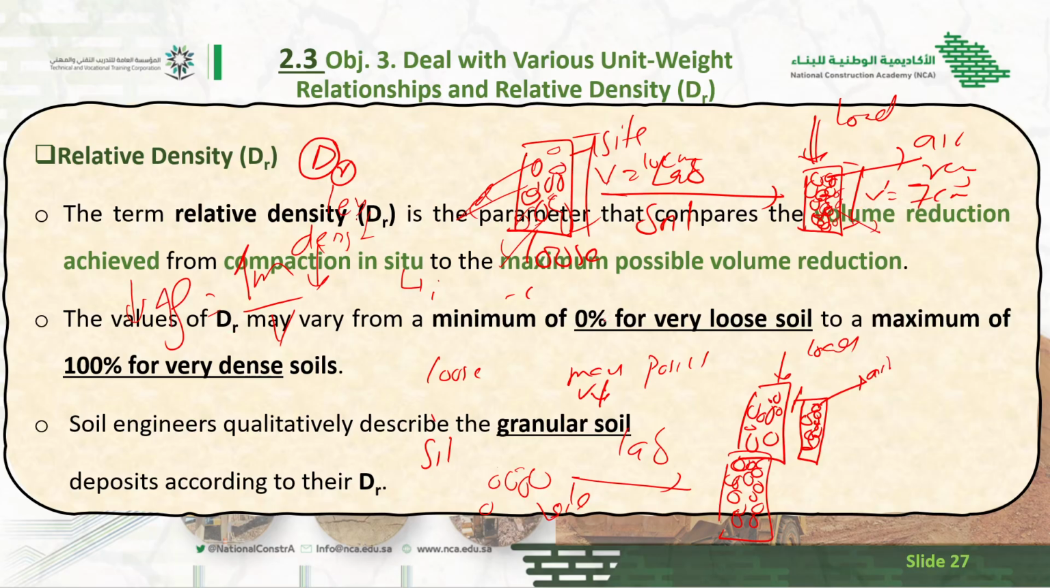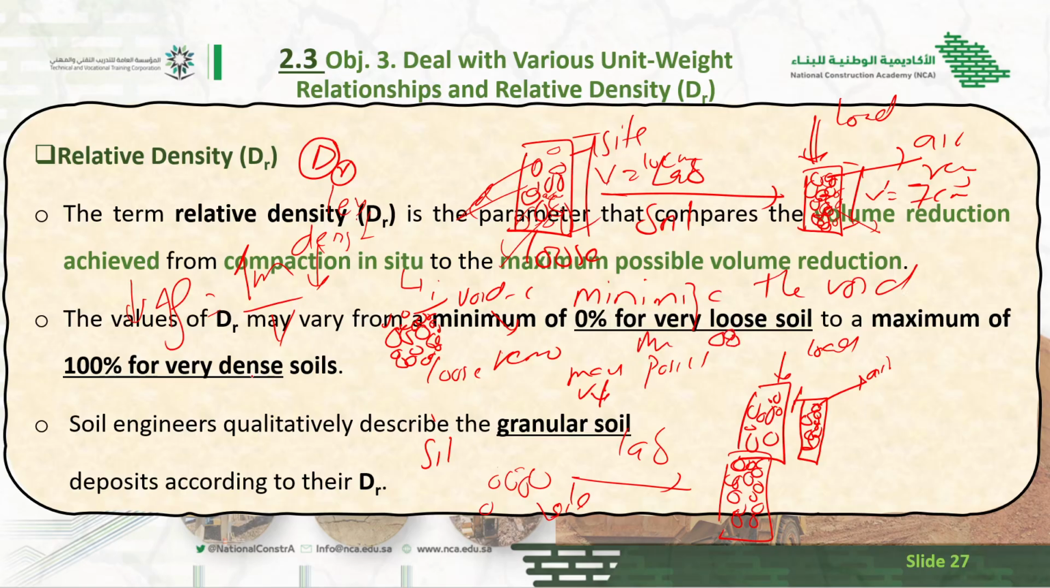So what about zero? When it is zero, it means there are more gaps between the particles, up to a maximum of 100% very dense. Dense means the particles are very close to each other, so the voids are very few. It is practically impossible to remove all the voids from the soil, but we can minimize them. We can minimize the voids, but practically it is impossible to make them zero, so that there is no gap between the particles.